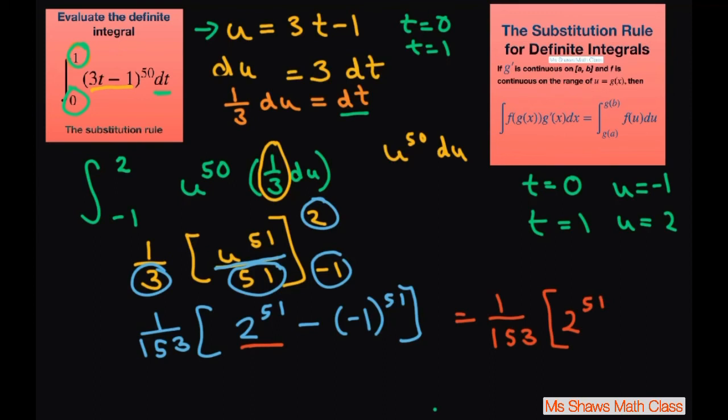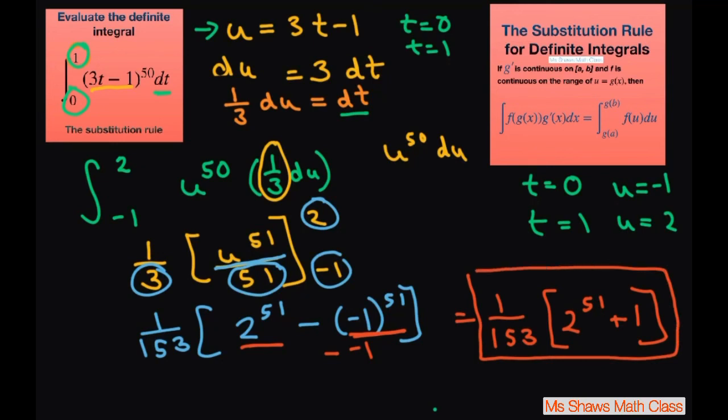So that's a pretty big number. And -1 to the 51st power is -1. So that's minus a -1. It's going to be +1. All right. And that would be your final answer. So that would just be like that.